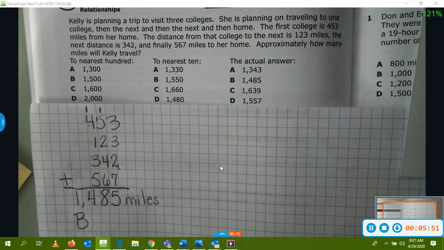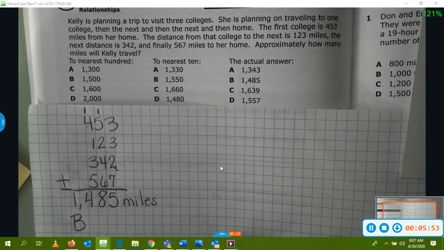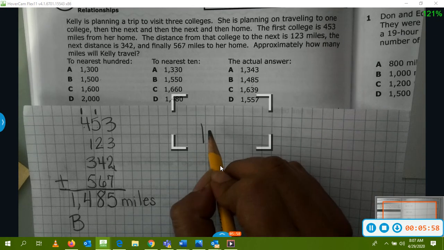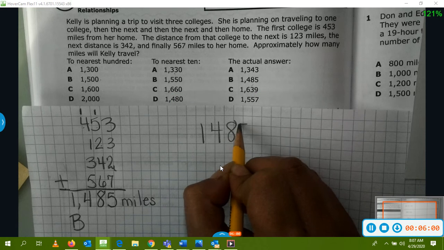Now, we're going to take that number of the total miles and we're going to round it to the nearest 10. So, do you remember the song? Well, let's sing it real quick.